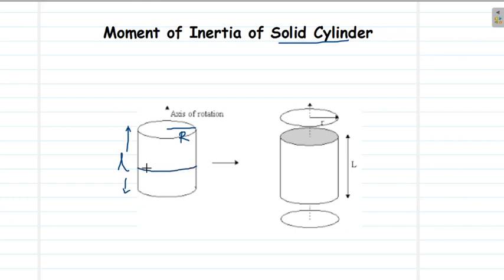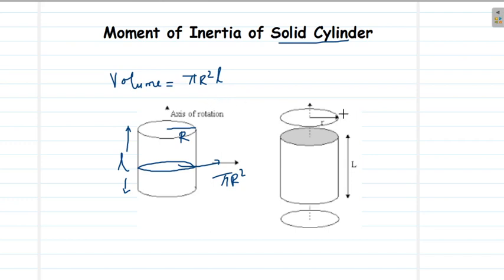So the cross section of this cylinder is in the shape of a circle or a disc whose area is given by pi r square, since r is the radius of the disc, and the volume of this cylinder is given by pi r square into L, the cross section area multiplied by the total length. So this is how a solid cylinder will look. Now let us try to calculate the moment of inertia of this solid cylinder.